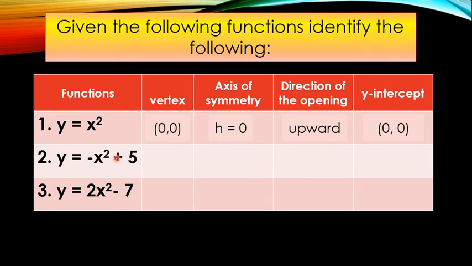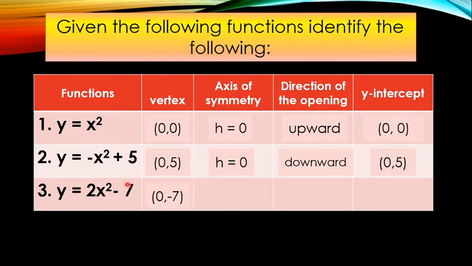The vertex here, without graphing this function, we can easily identify by writing 0 as the value of h and 5 as the value of k, or that is (0, 5). And the axis of symmetry is h, so x = 0. Since a is negative here, the parabola opens downward. And the y-intercept is also the vertex, or the value of c, that is 5.